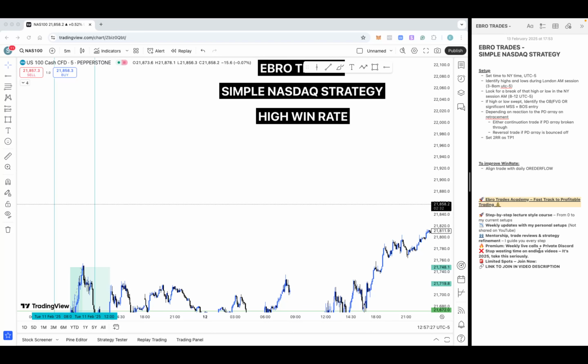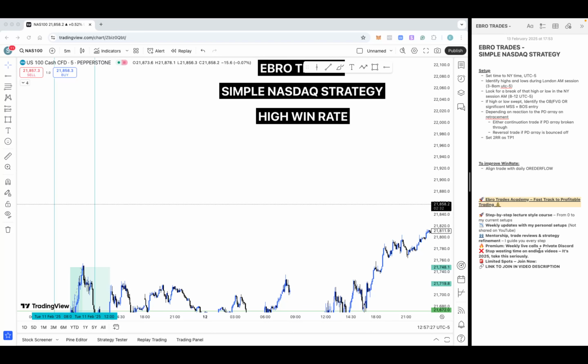Then what did I do? As soon as 8 a.m. hit, I am now scanning from 8 to 12. I'm looking for the high or the low to get swept. What happens here? Okay, price sweeps the low. Apologies, low. So we can see that the low is swept. As soon as I sweep the low, what does price do?